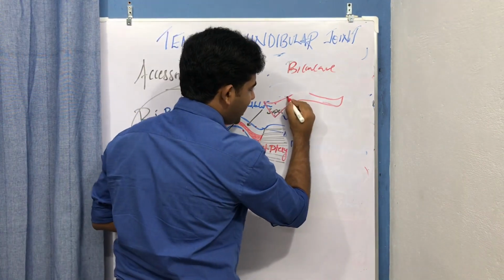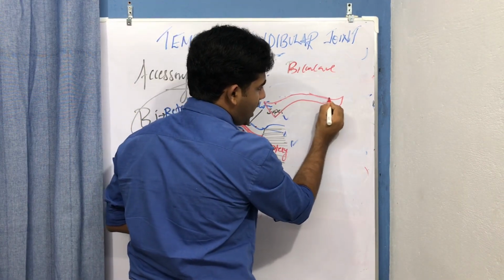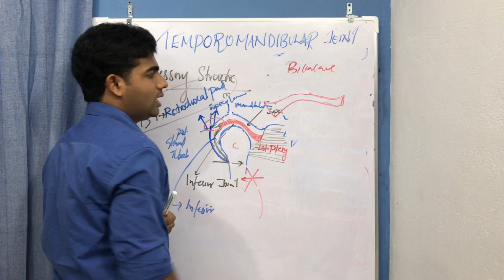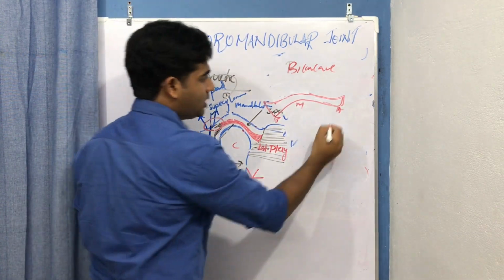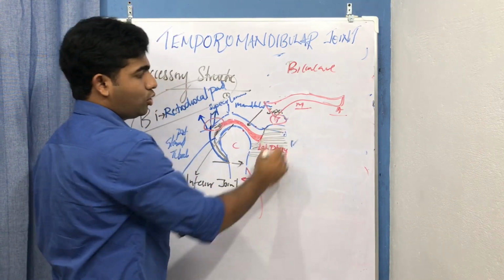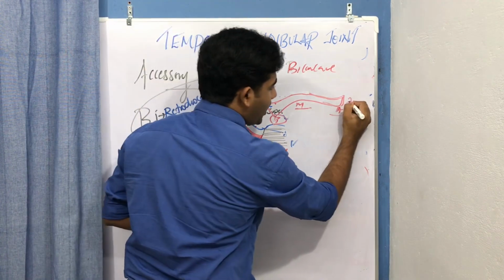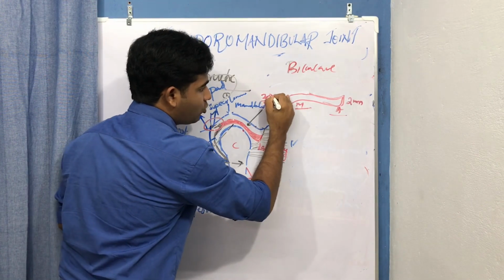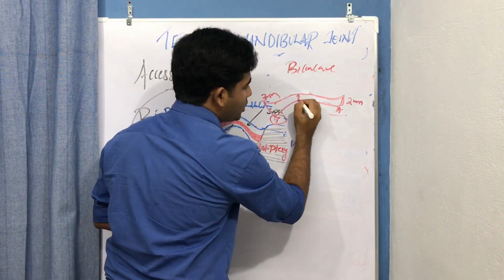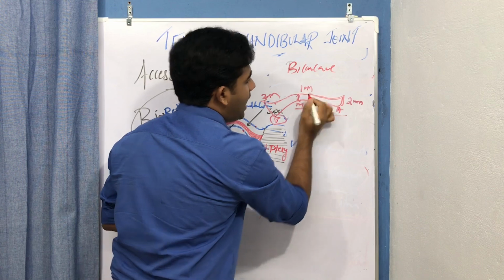Here it is a very thin region, and both ends are expanded. This is the anterior end, this is the posterior end, and this is the middle disc. Or this is the anterior disc, the middle disc, and the posterior disc. The anterior is often 2 millimeter thickness, the posterior is larger, 3 millimeter thickness, and the center is very small, 1 millimeter.